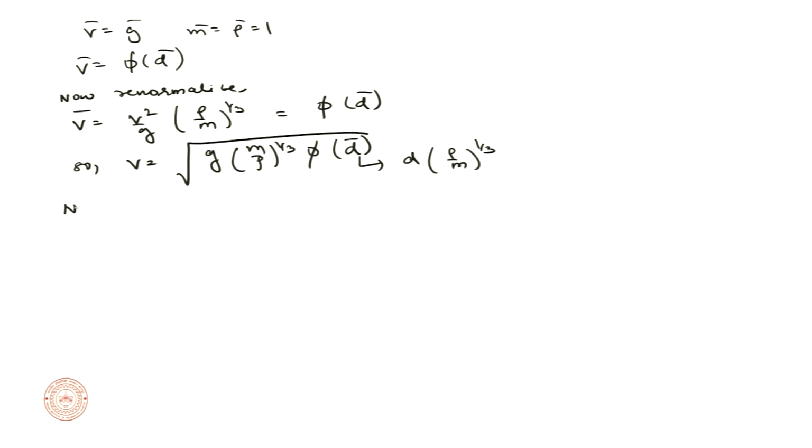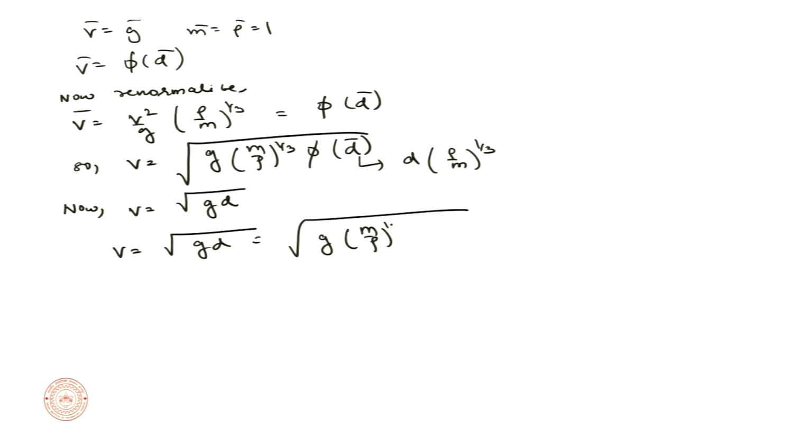Okay. Now, we can define velocities in different ways. V is equal to square root of gd. If it is gd, then we can say that v is equal to square root of gd, which is equal to this term, square root of g m by rho to the power of 1 by 3 phi of d bar. G gets cancelled. So, d into rho by m to the power of 1 by 3 is equal to phi into d bar. We know that this is d bar. So, d bar is equal to phi of d bar. So, our normalized velocity function is equal to d bar in this case. Okay, that is the solution for this.